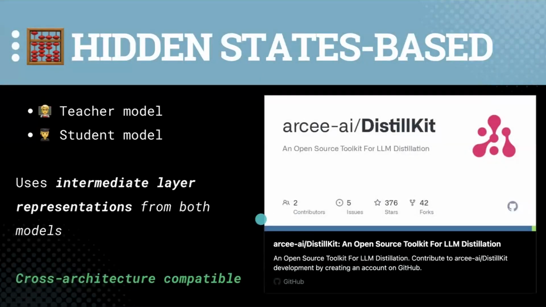Now, the hidden states-based approach here actually uses intermediate layer representations. That makes it a little more compatible across architectures.